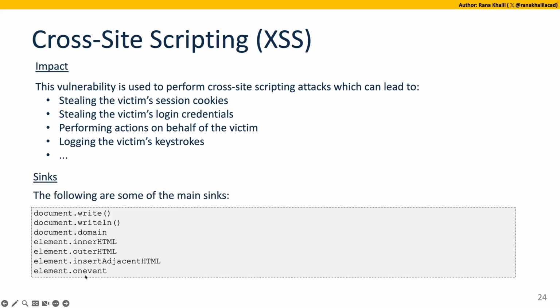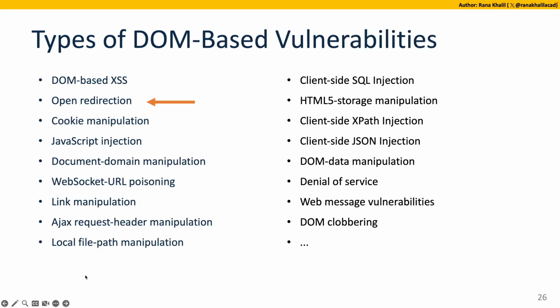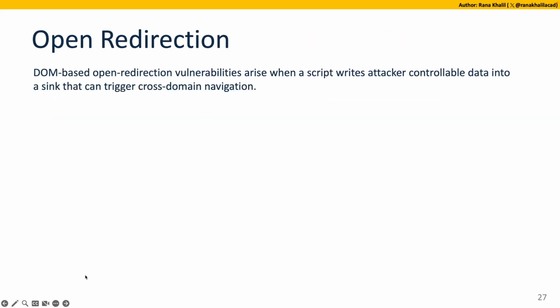The sink that we saw in the example was document.write. However, there are so many different sinks that could potentially lead to this vulnerability if an unsanitized source makes it to one of those sinks. We'll see examples of that in the lab environment. Next, we have open redirection.